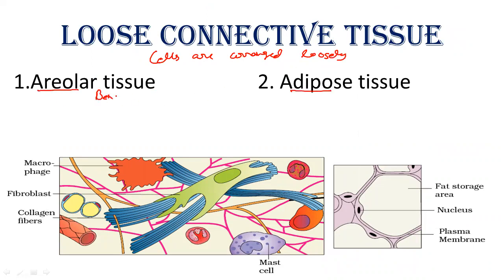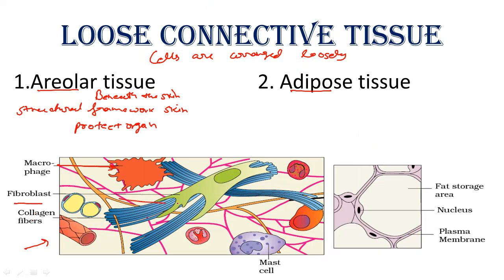Areolar is present beneath the skin, and it provides a structural framework to the skin. It is present throughout the body, so it also protects organs. If we see the diagram of areolar tissue, it has macrophages, fibroblasts which secrete the collagen fiber, and mast cells. All these make the areolar tissue.